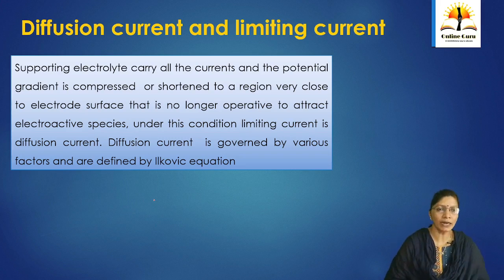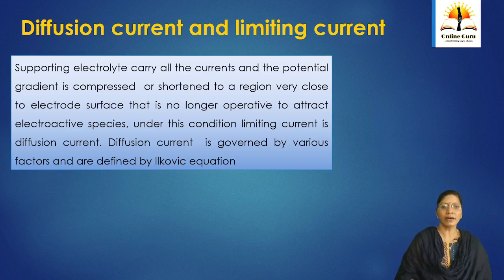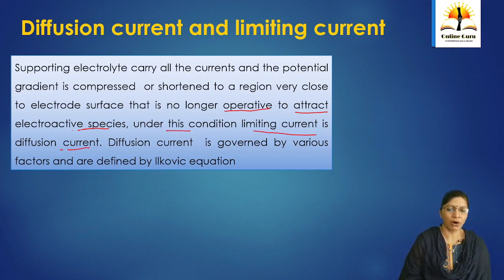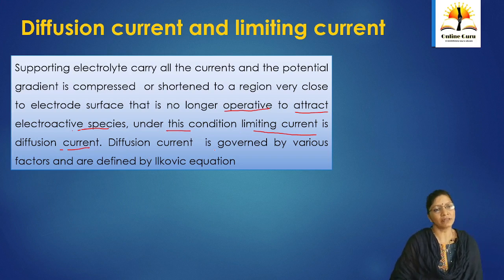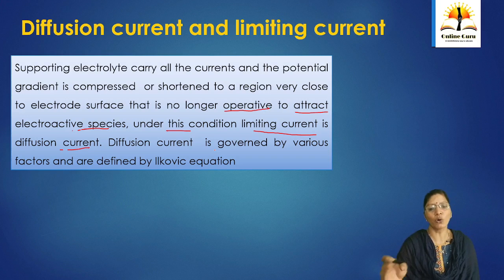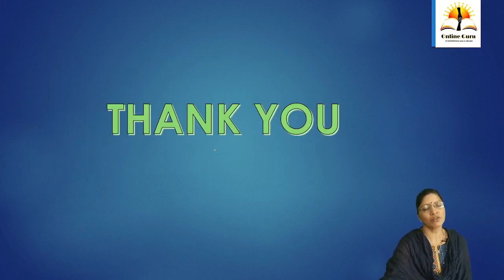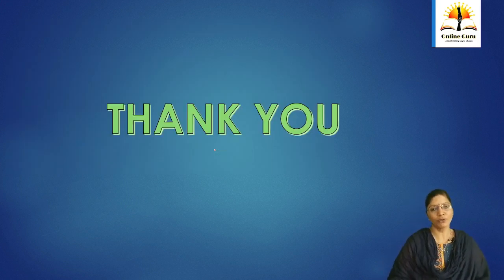So the supporting electrolyte carries all the current, and the potential gradient is compressed or shortened to a region very close to the electrode surface that is no longer operative to attract electroactive species. Under this condition, limiting current is diffusion current. Alright, and this diffusion current is governed by various factors and defined by the Ilkovic equation. Okay, so thank you. We will stop here for today's session.